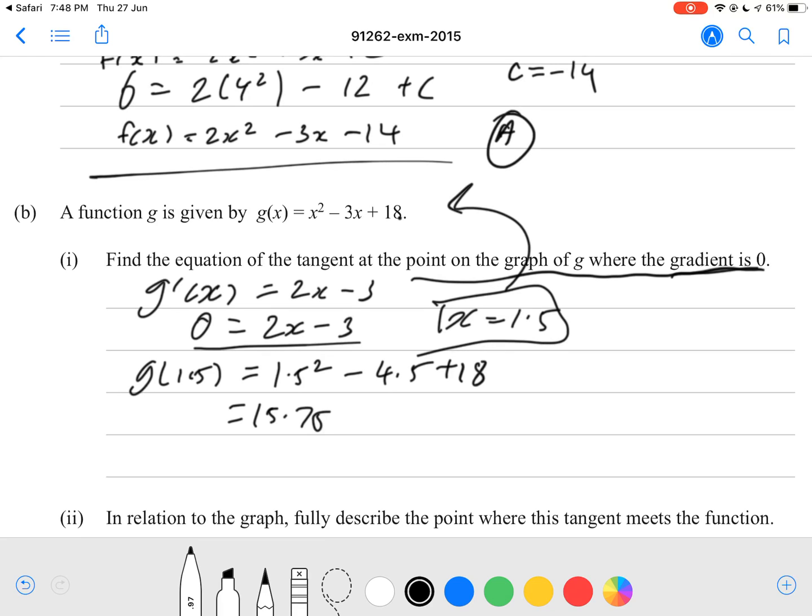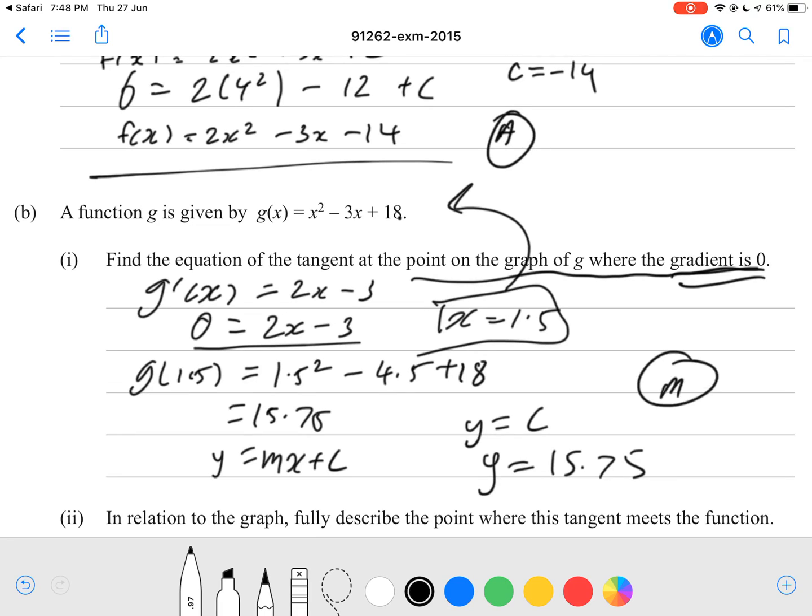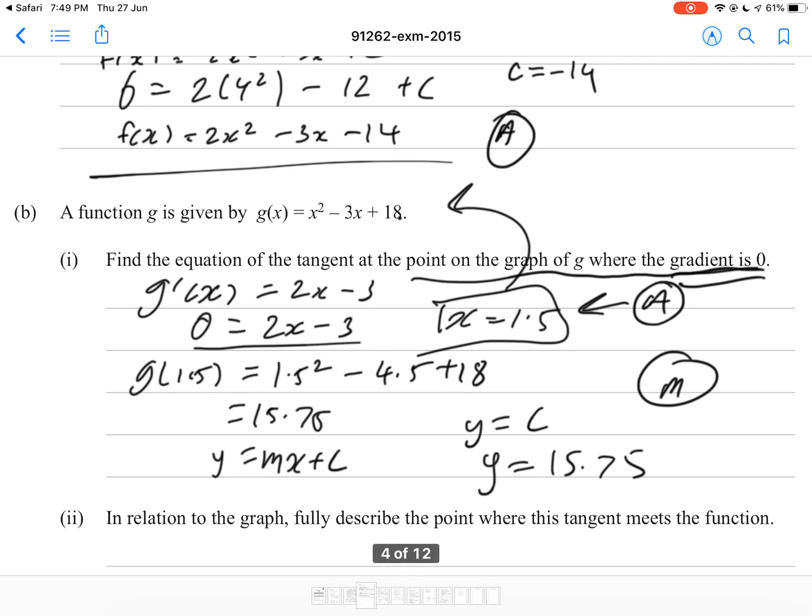So therefore, we're going to write our equation. Our tangent equation is y equals mx plus c. The gradient is 0, so y equals c. C, as you can see here, is 15.75. So simply we're going to say y equals 15.75, and that will get you your merit grade here. To get an achieved grade, you're finding your x equals 1.5. That here gets you an achieved.